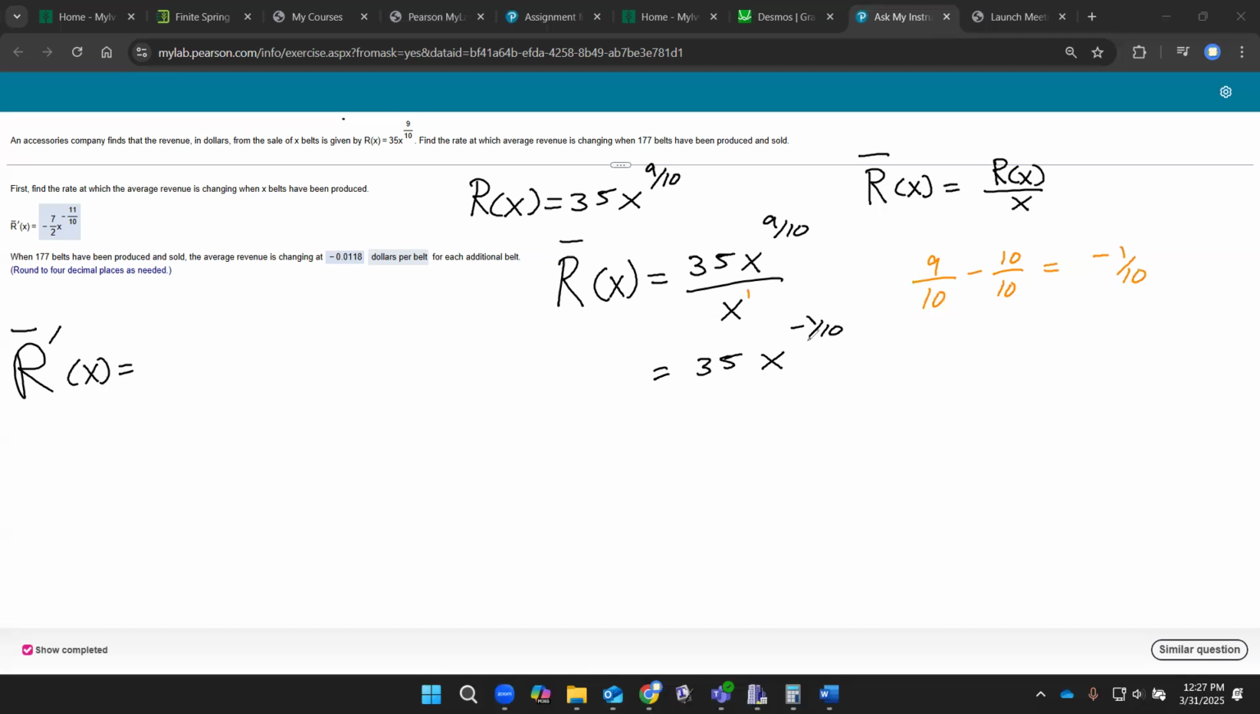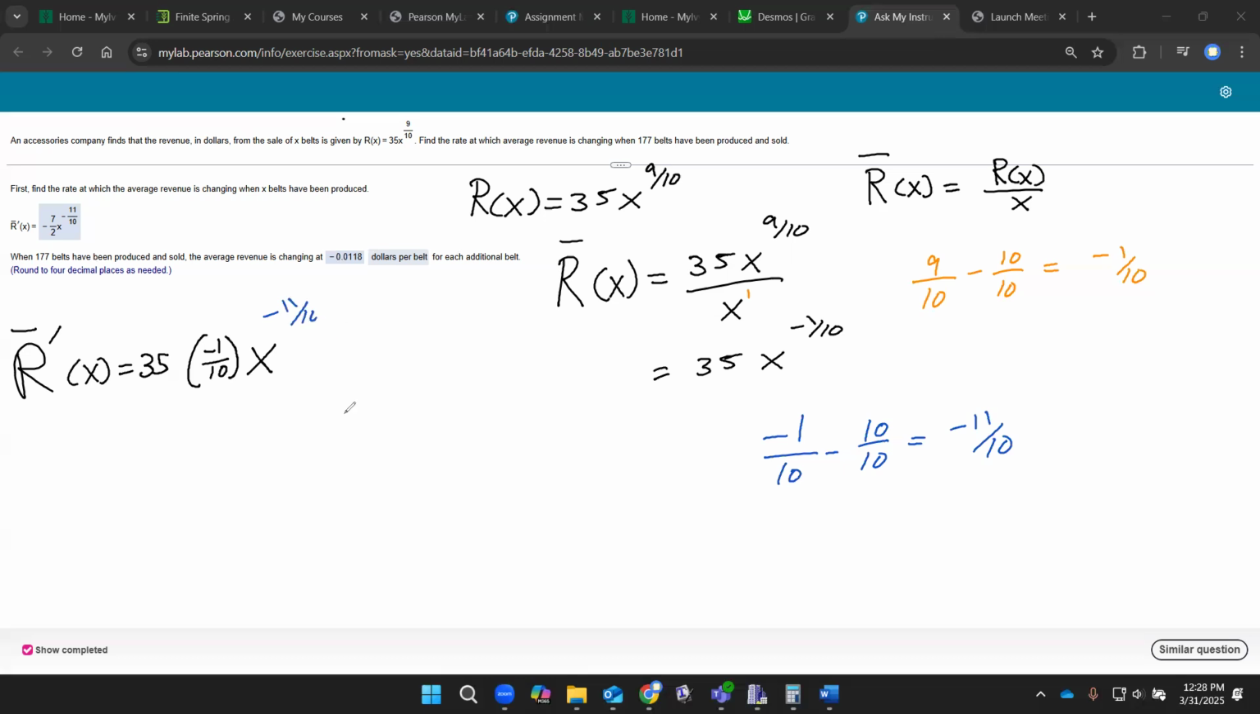Okay, so we need to take the derivative of this. So let's see what we can get. We still have that 35. The negative 1/10 comes down, x, and then we need to do exponents again. This time we're going to subtract 1, which is 10 over 10, and that gives us negative 11/10.